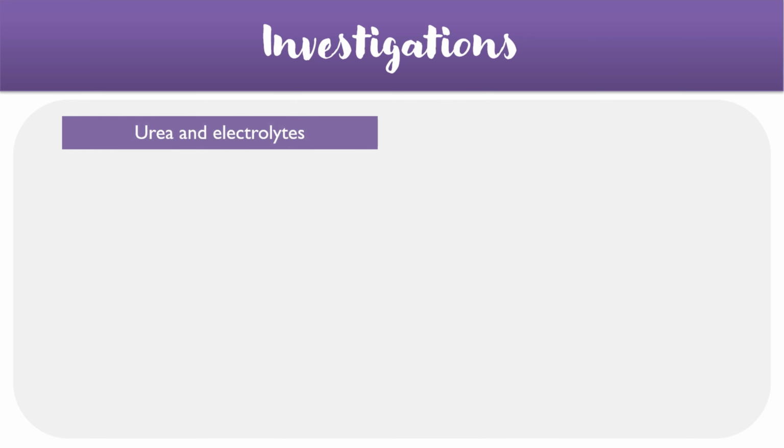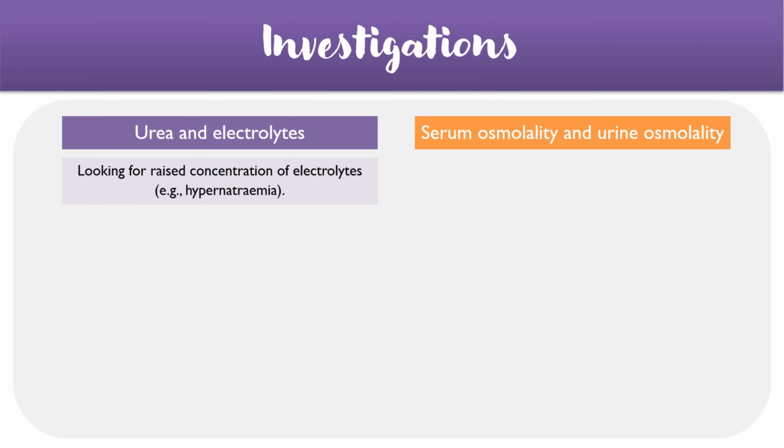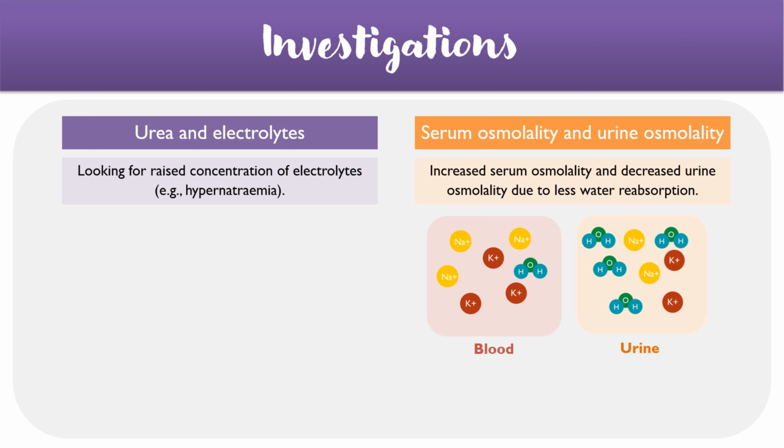In terms of the investigations for diabetes insipidus, we can start off by looking at urea and electrolytes, observing for the hypernatremic effect which is explained on the last slide. We can then take this idea further and measure the serum osmolality and urine osmolality, looking for an increased serum osmolality and decreased urine osmolality due to less water reabsorption. And what this basically means is that there's less water in the blood and more water present in the urine, as you can see from the diagram.